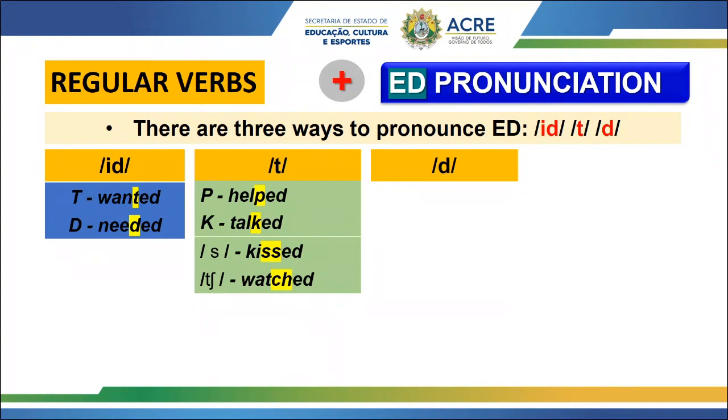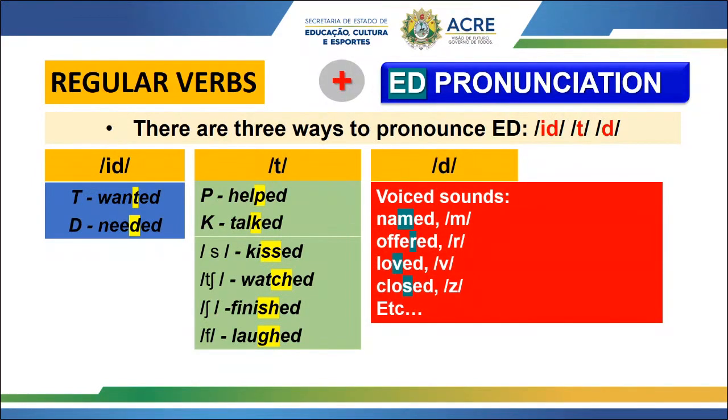Now we have this ch sound. Watched. And we have the sh, like in finish. So if the verb ends in sh, you have to pronounce it like T, like finished, kissed, watched, and finished. And the other ones you pronounce like D. Oh, and also like laugh, laughed. Okay, laughed. In voiced sounds like named, offered, loved, closed, but this is the Z sound, like closed.